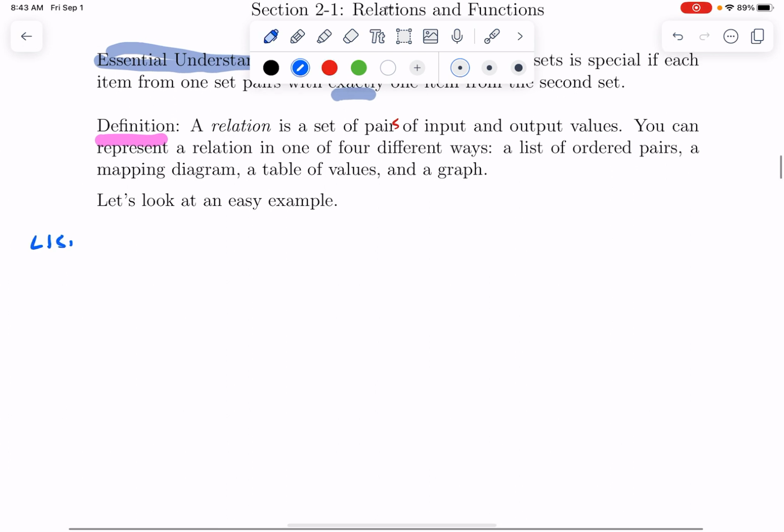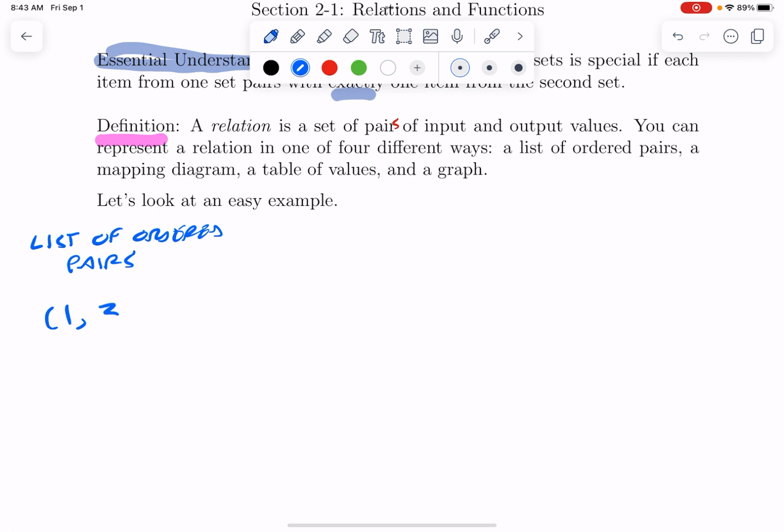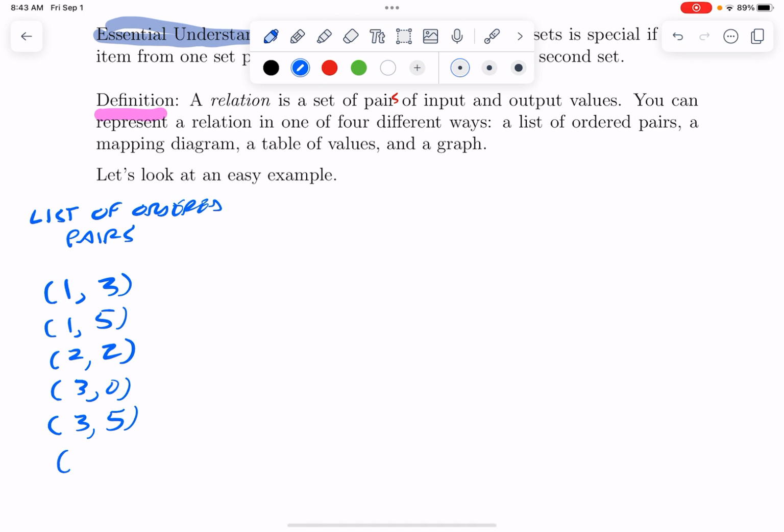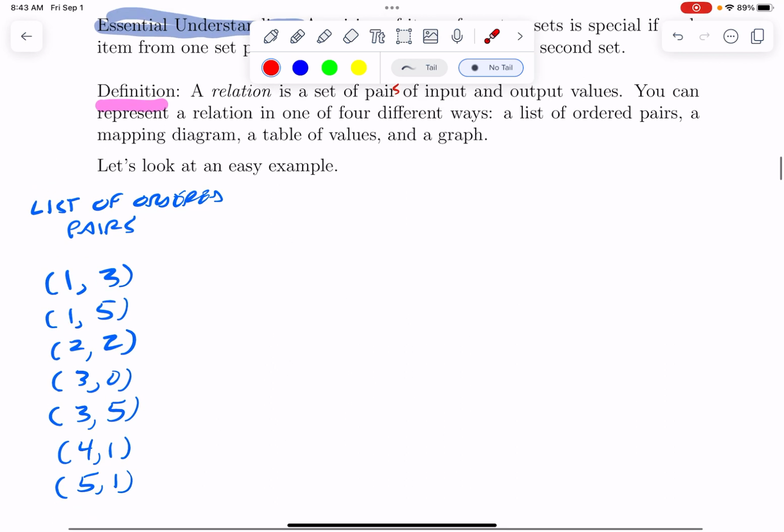I can just give a list of ordered pairs. So maybe I can say I want 1 paired with 3, and I also want 1 paired with 5. I want 2 paired with 2. I want 3 paired with 0 and also paired with 5. I want 4 paired with 1, and I want 5 also paired with 1. These are ordered pairs. The order matters. To say that I have 1 paired with 3 is not the same as saying I have 3 paired with 1. So I can just list all of the pairs. Input, output, input, output, etc.